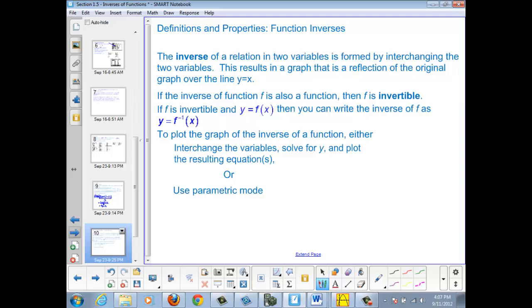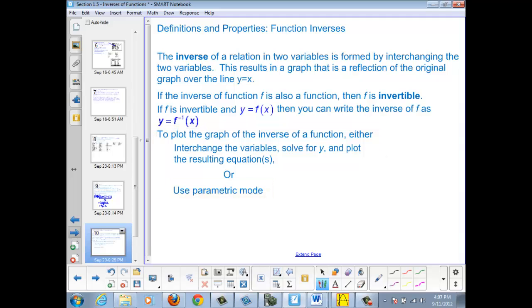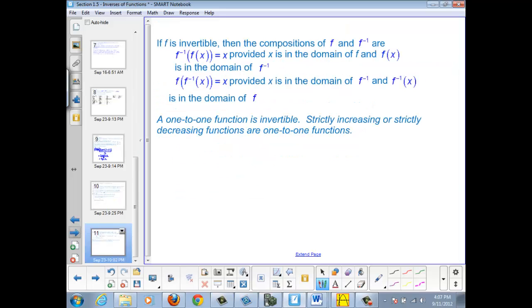All right, and to plot the graph, we have two approaches. We can interchange the variables and solve for y again, and plot that equation or equations if necessary. Or we can simply use parametric mode and take advantage of the fact that we can switch our x and y information simply with a couple of keystrokes.